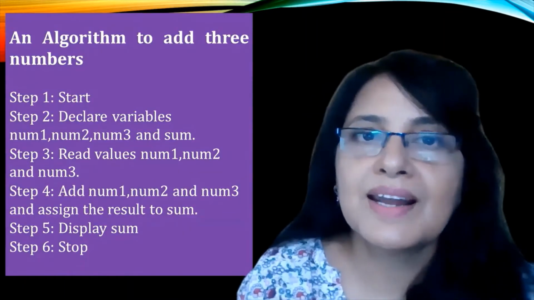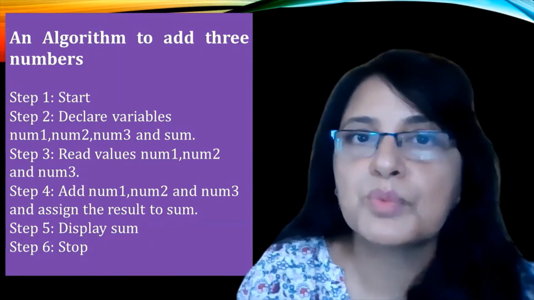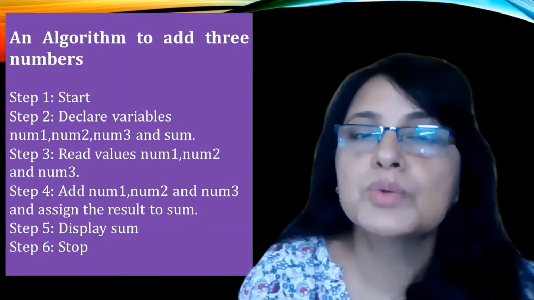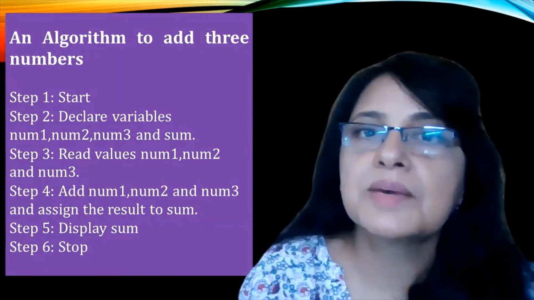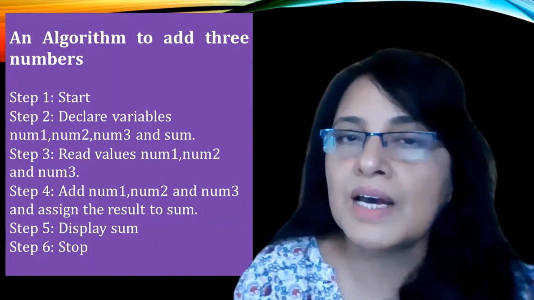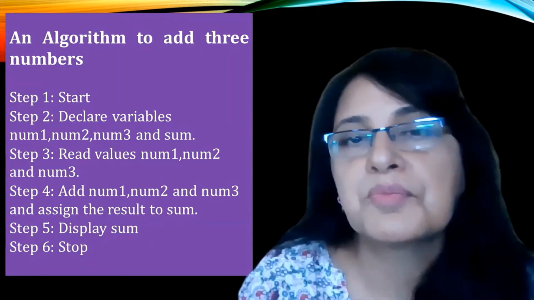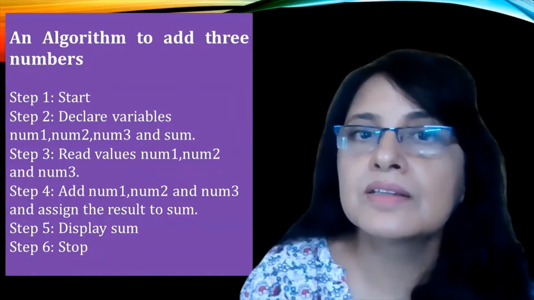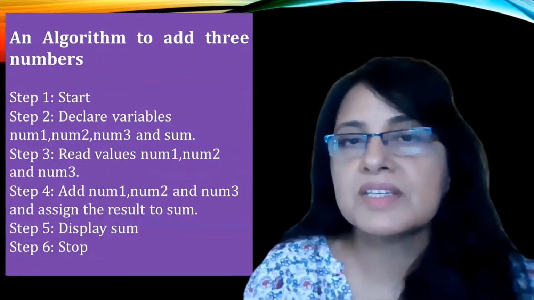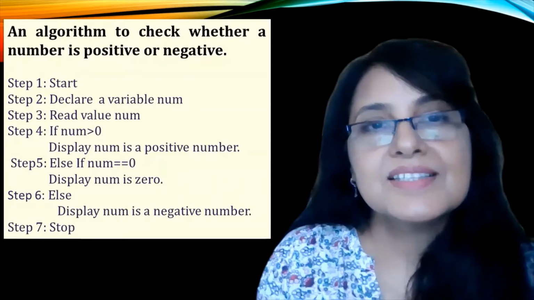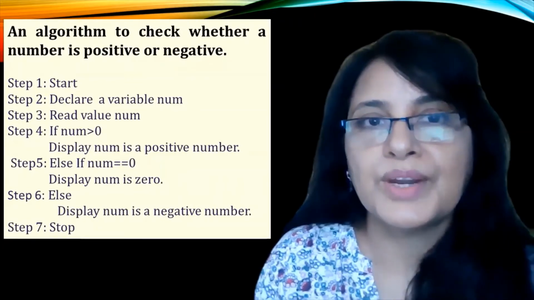So let's look at an algorithm to add three numbers. We start with step 1, start. Step 2, declare variables num1, num2, num3, and sum. Step 3 is read the values num1, num2, and num3. Add is step 4, and assign the result to sum. And step 5 is display sum. Step 6 is stop.